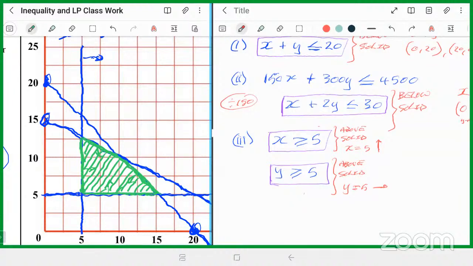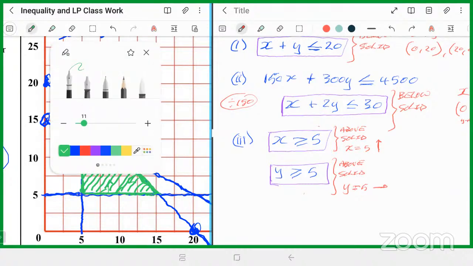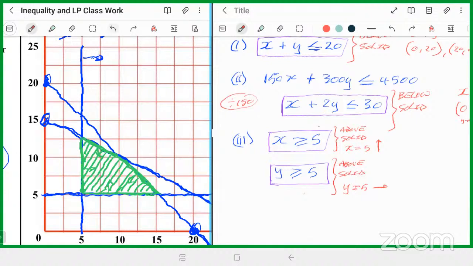All right, so that is the region that you can operate in. You can't put any point outside of that green region. You can operate along the sides because all the sides are solid, and you can operate anywhere inside this region. So for example, let's say this is 8 phones, and say this is 9 radios right here.